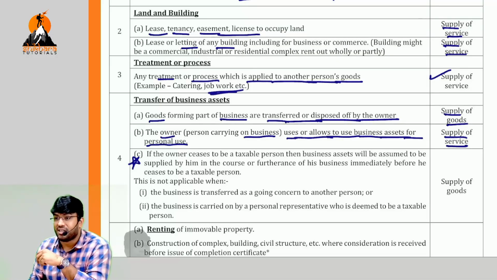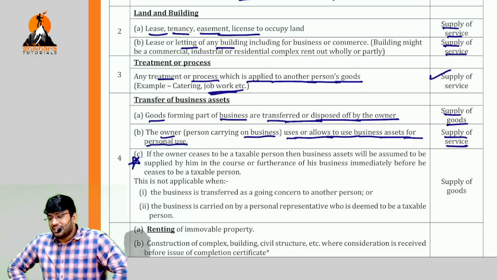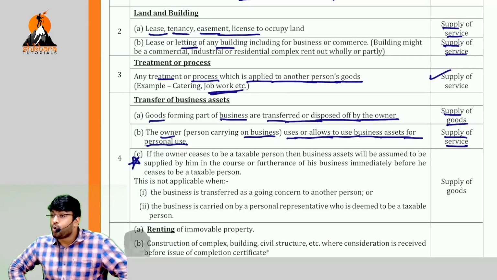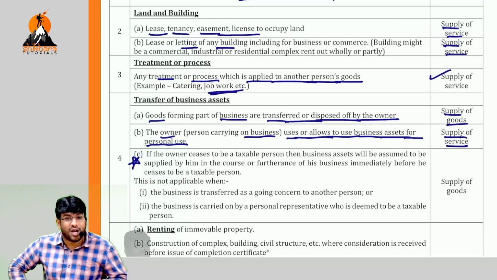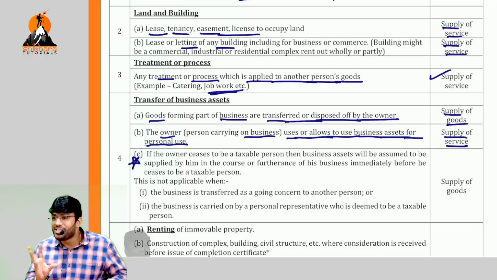He was a registered person. One fine day he thought, turnover is going below 20 lakhs. Why should I keep registration with me? He went for cancellation of registration. Then what will the law tell? Go for cancellation, but whatever stock is there, please reverse the credit. Because when you purchased the stock, I gave you ITC, no? Now you please reverse the credit.